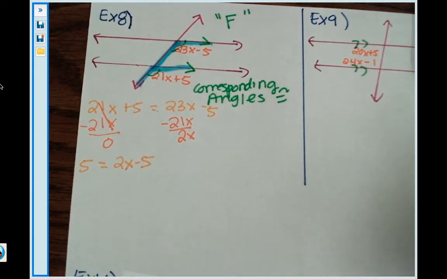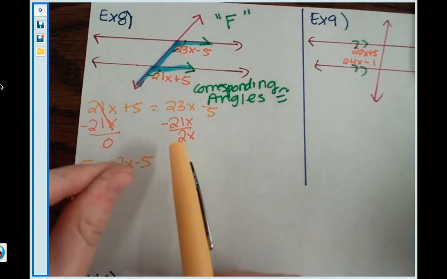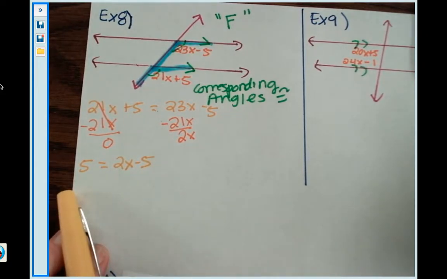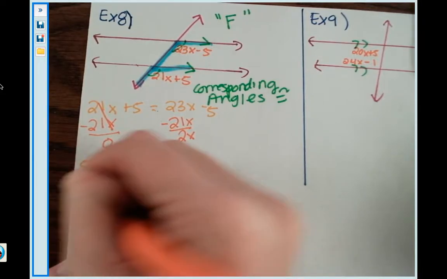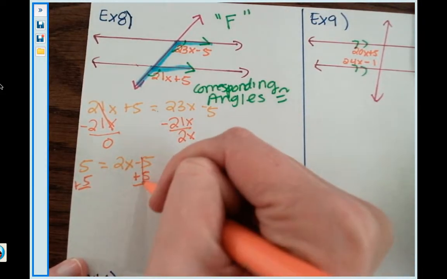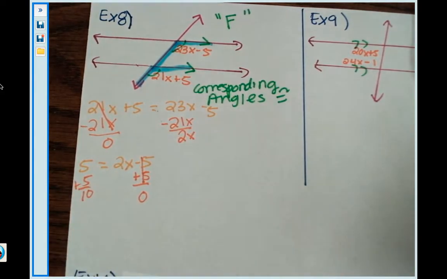All right, guys, let's keep going. So now I have to get x by itself. Now that my x's have joined together since they're besties, I want to move everything away from the x. So I need to move my negative 5 to the other side, which the way I do that is by adding it on both sides. Negative 5 plus 5 cancels and turns to 0. 5 plus 5 is 10. So now I have 10 equals 2x.